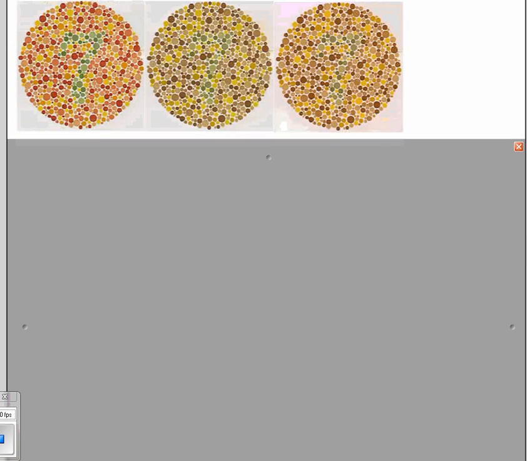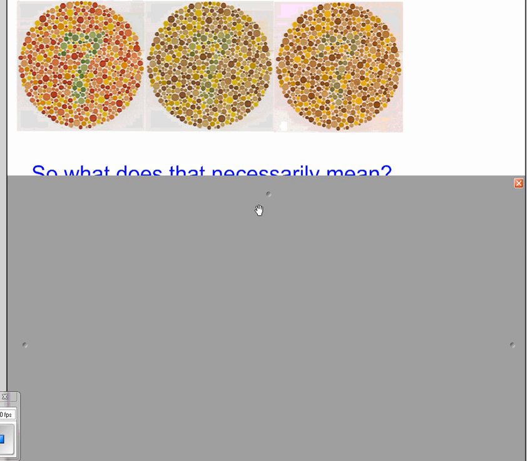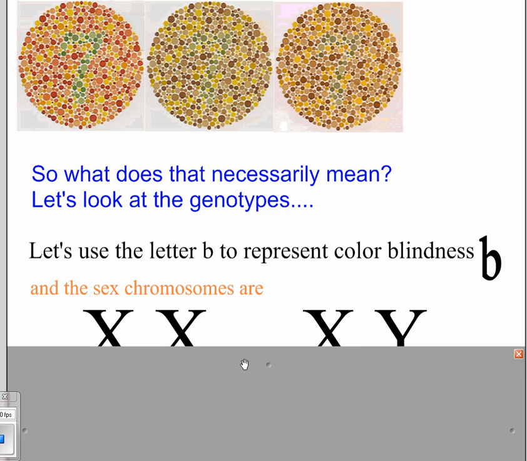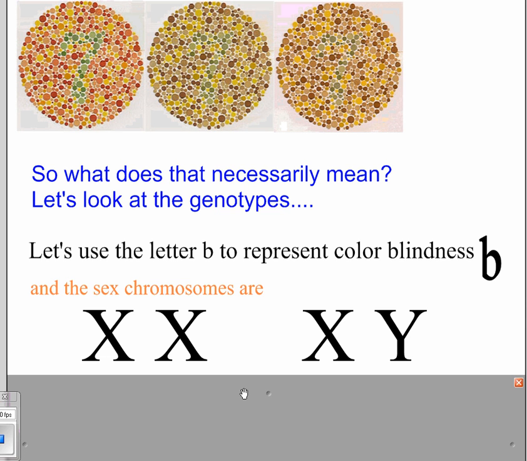Now, let's see how we write and how we do Punnett squares with sex-linked traits. So, let's look at the genotypes. We're going to use the letter B to represent color blindness, but in this case, it is on the X chromosome.